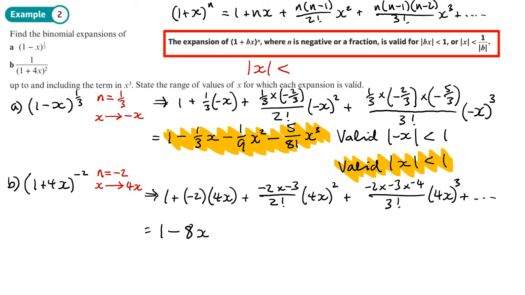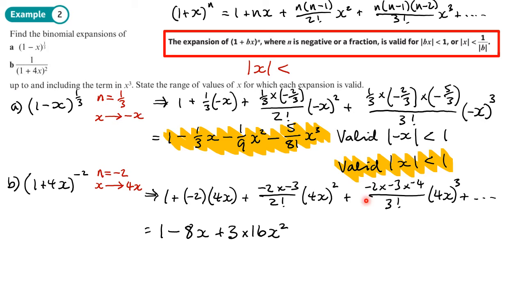Now the next term is going to be positive, because there's only 2 negatives there. So I've got 6 over 2 factorial, so that's going to be 3. Now that 3 needs to get multiplied. Let's write it down. I'm going to write 3 times. Now (4x) all squared is 16x squared. I'll simplify, I'll do one more step in a minute.